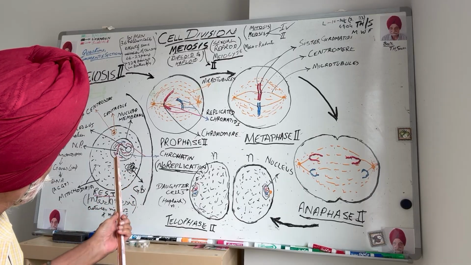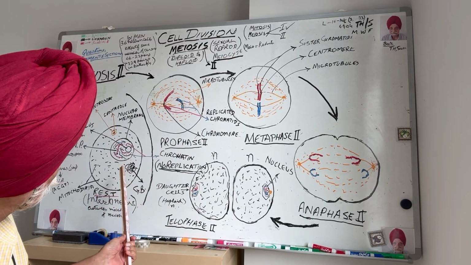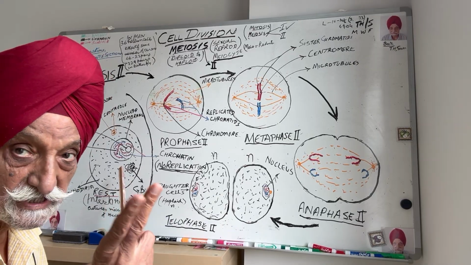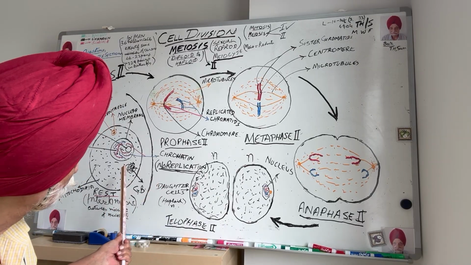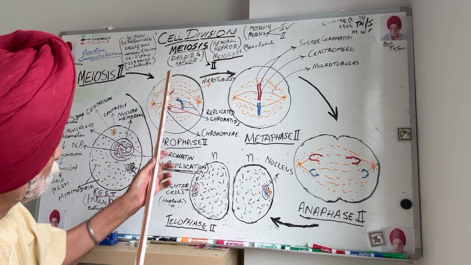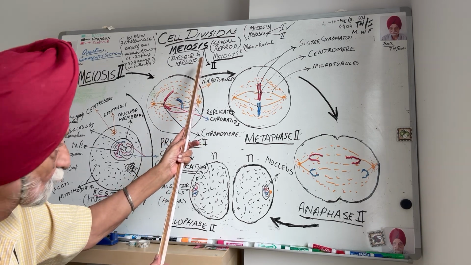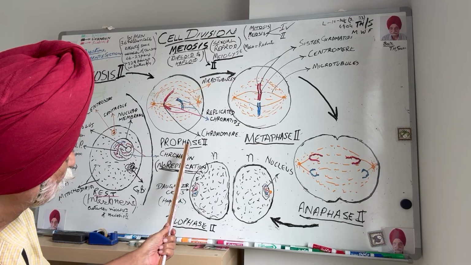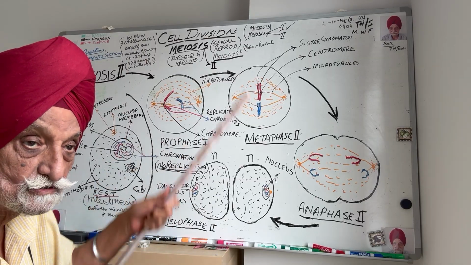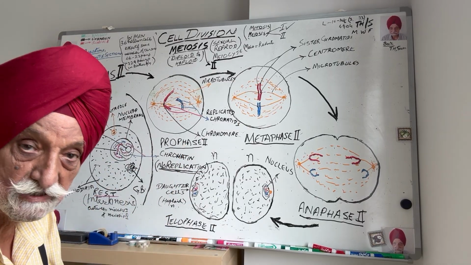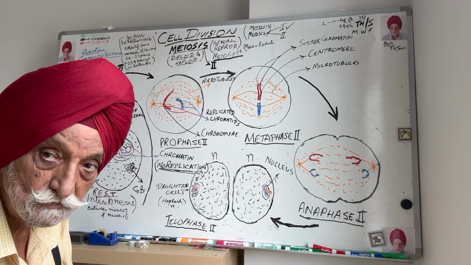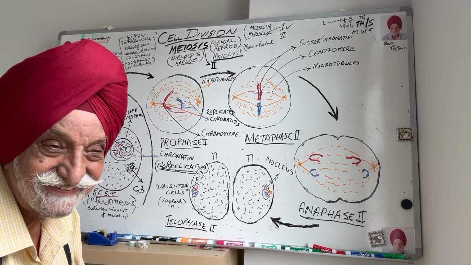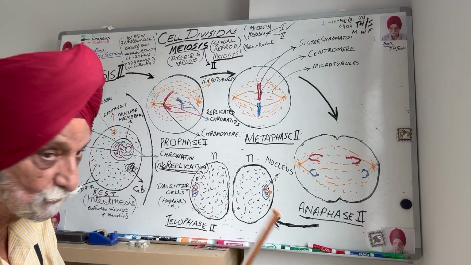But there is no replication, there is no duplication of the chromosomes. So the daughter cells are now ready. There are two daughter cells formed. They are ready to undergo meiosis II. In meiosis II, I will start. The first thing is that meiosis II also takes place in similar steps: prophase 2, metaphase 2, anaphase 2, and telophase 2.